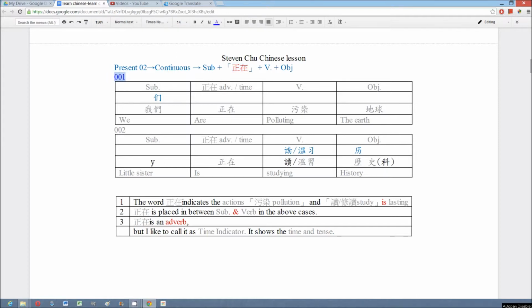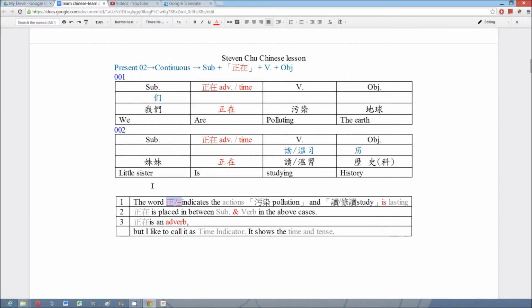This is the example number 1. 我们正在污染地球. We are polluting the earth. Subject, verb, and the object, and put the 正在 in between the subject and the verb. Number 2. 妹妹正在温习历史. Little sister is studying history. Subject, verb, and object, and also put the 正在 in between the subject and the verb.